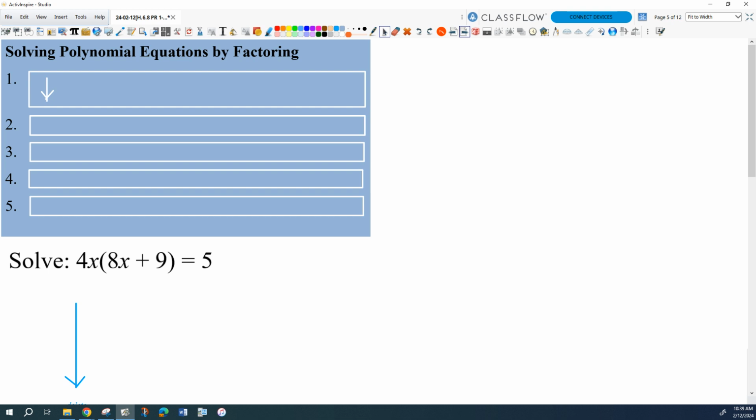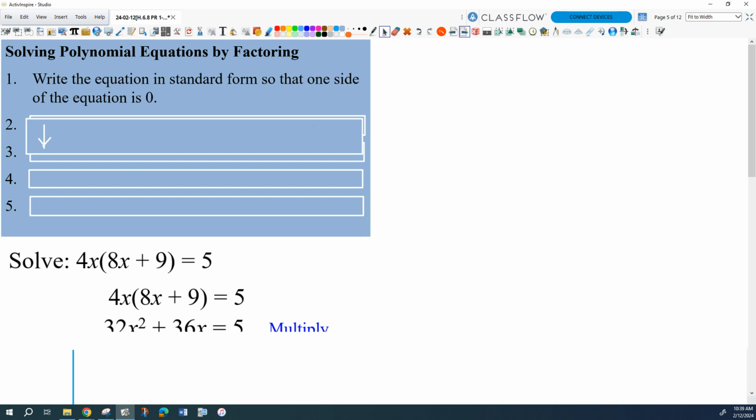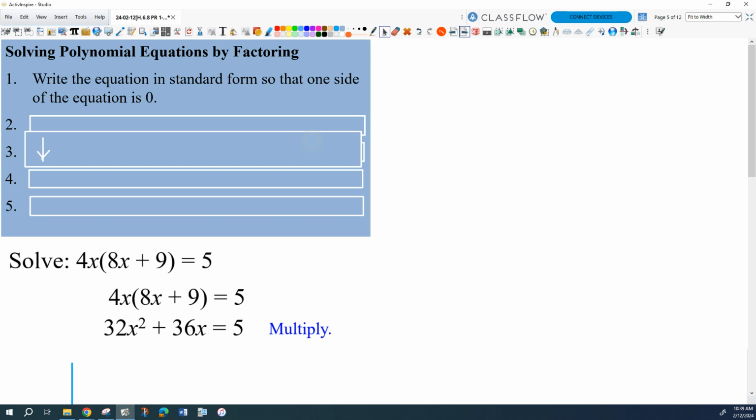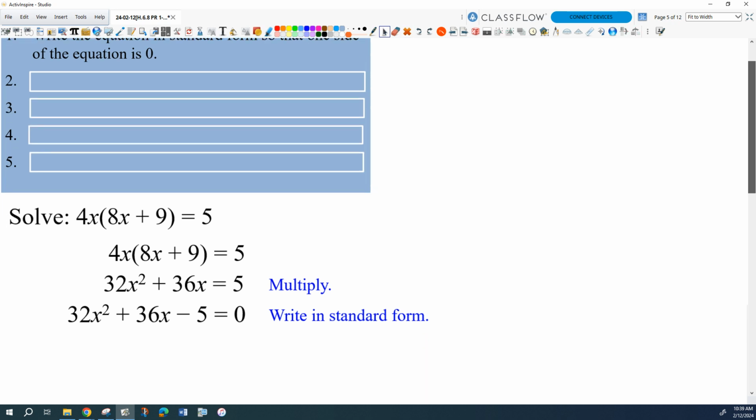Yeah, right. So I've got to get everything on the left side, and I've got to write it as a polynomial on the left side. So I've got to distribute a bunch of things, right? I've got to distribute the 4x. Then what? Subtract the 5, and now I'm good, right? So I've got it in standard form. Okay, now what do I do?